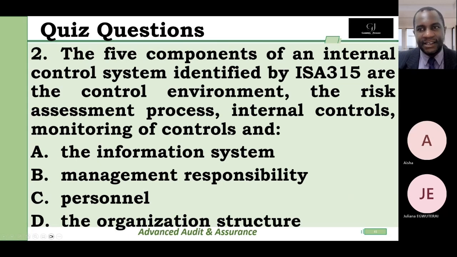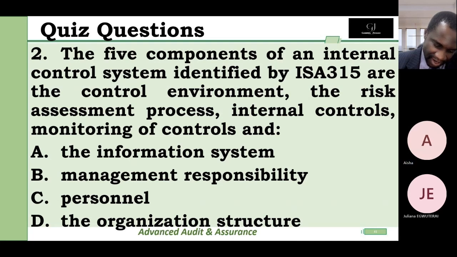Final answer. All right. The 5 components of internal control identified by ISA 315 are the control environment, risk assessment process, internal controls, monitoring of controls, and A, the information system, B, management responsibility, C, personnel, D, the organization structure.